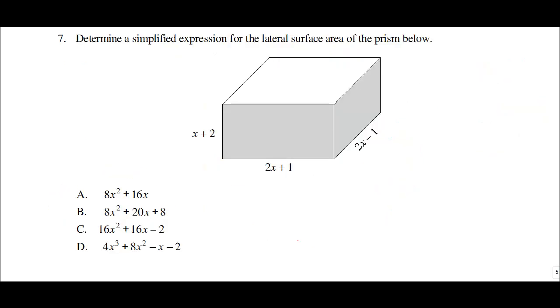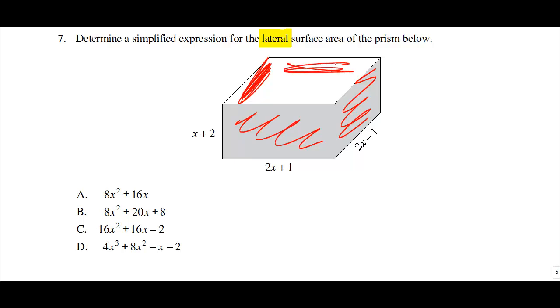Okay, number 7. Determine a simplified expression for the lateral surface area of the prism below. Right away, a large percentage of students are going to miss this part right here, and they're going to just go and calculate the entire surface area. And my guess is, I'm not positive, but they're going to have an answer here for the total surface area. Remember, lateral surface area means they only want these sides. That's why they've made these sides gray. And if they could show you that side, the back and over there would be gray too. So that's what we're dealing with. We need to find the surface area of just those sides.